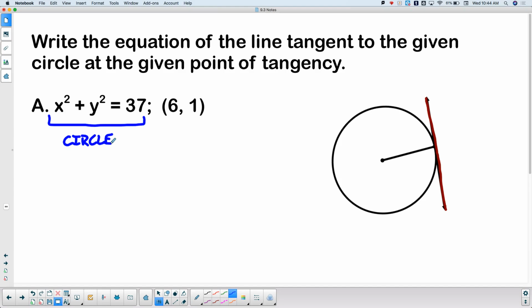No? Henry, can you help him out? The midpoint is 0, 0. The midpoint? Or the center. The center. So from this radius, my center right here is 0, 0. Okay, what else do you know? That the radius is the square root of 37. Do I need that for this problem? No.